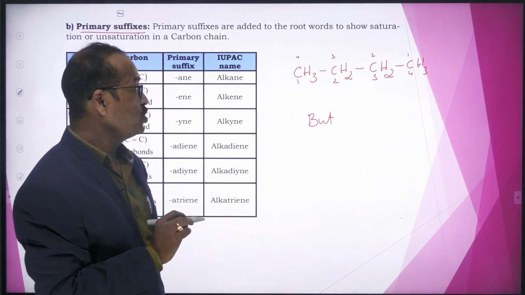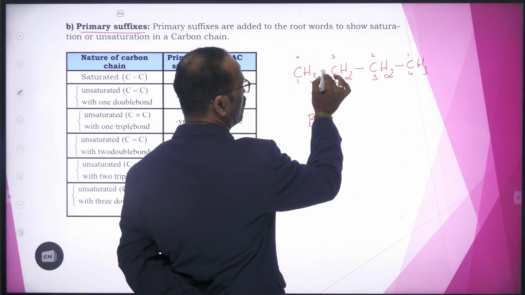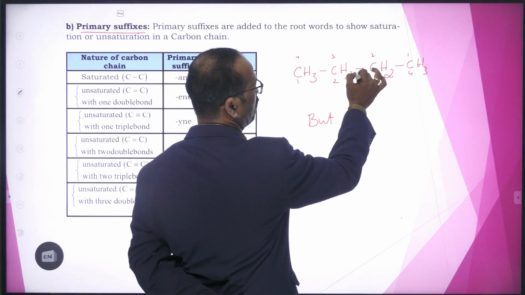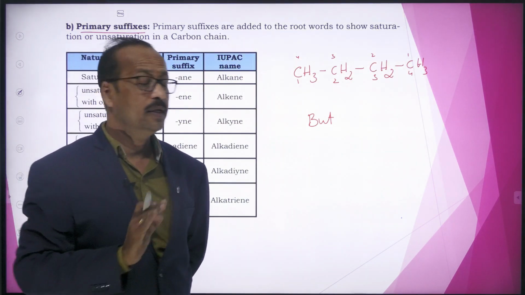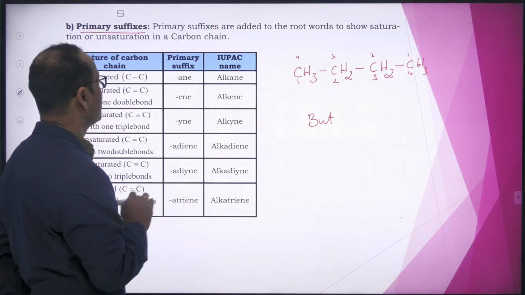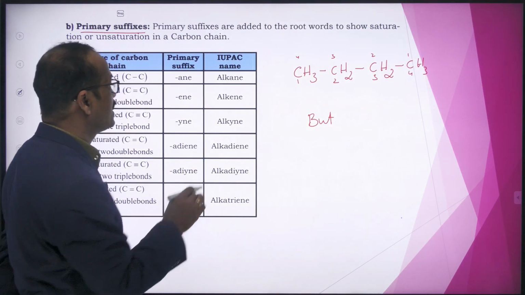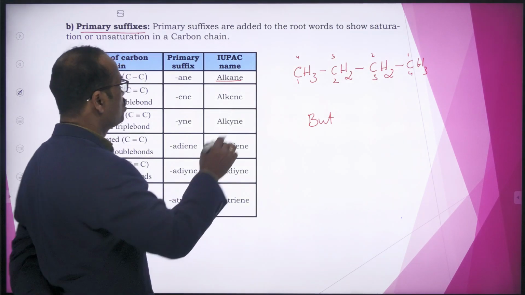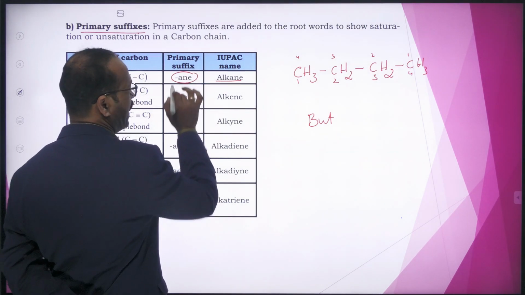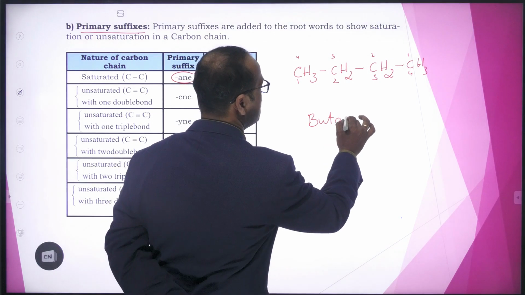Now between the two carbons, what type of bond is there? Single bond. Here all single bonds are there. So this is a saturated hydrocarbon, and saturated hydrocarbons are called alkanes. So here the suffix is ane.